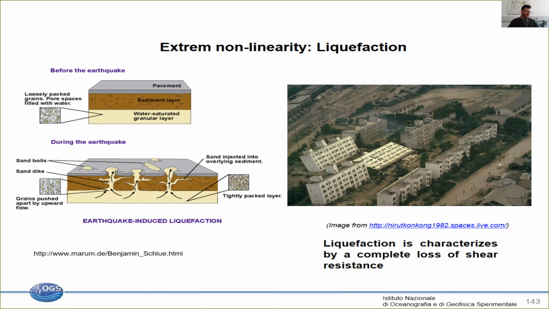Another typical example of this strong nonlinearity you have from the 1964 event in Alaska. So if you watch some figures of Anchorage, all this ground failure that you observe is not the fault. The fault that generated the event was quite far away, but it's mainly ground failure related to liquefaction. Even the earthquake here in Alaska generated a huge amount of liquefaction.